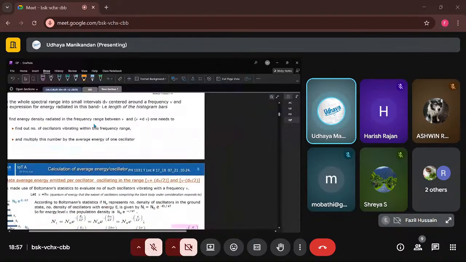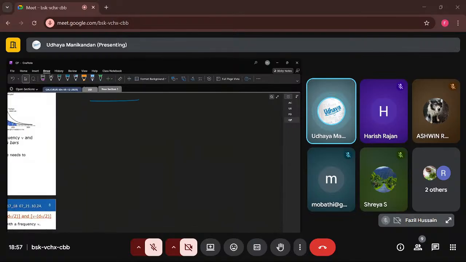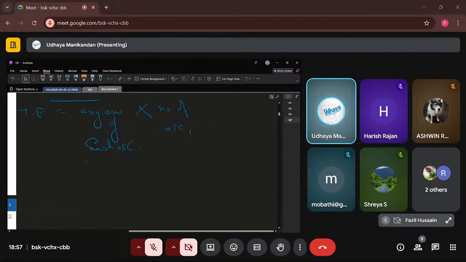Now we have to find the total energy density radiating in the frequency range between nu and nu plus d nu. So you have to find the total energy. How can you find the total energy? Find the average energy of each oscillator, and multiply by the total number of oscillators. For one oscillator, what is the average? Multiply by how many oscillators there are, and you get the total energy of all the oscillators in radiation, in a specific frequency range. So that was the whole idea.